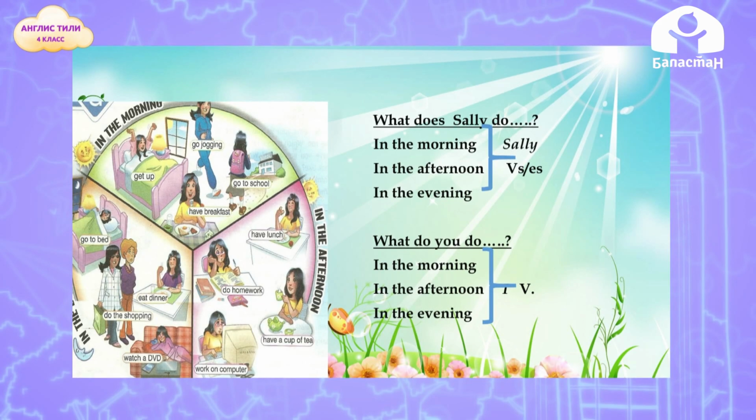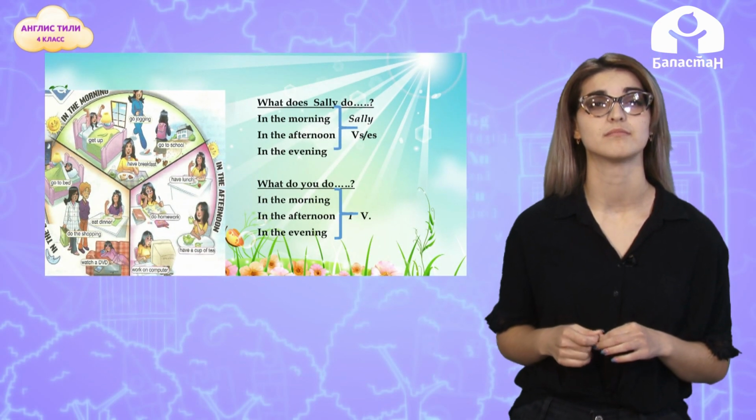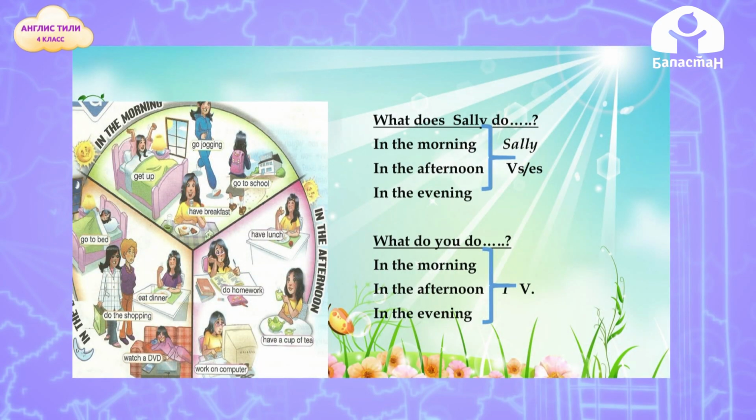Look at Sally's daily routine. What does Sally do? She gets up in the morning. She goes jogging in the morning. She has breakfast in the morning. She goes to school. She has lunch in the afternoon.